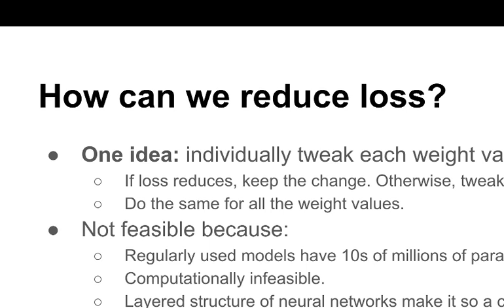But obviously, you don't want to brute force it, and it's not very feasible for multiple reasons. Regularly used models have tens of millions of parameters, so you're not going to sit there and change every one of those 10 million parameters by yourself, right? So therefore, it's computationally infeasible. And also, the layered structure of neural networks makes it so a change to a weight value is not a univariate change. It is multivariate, right? So if you change the value here, you're essentially changing everything up here because it's layered in a sense, right? You're feeding forward information.